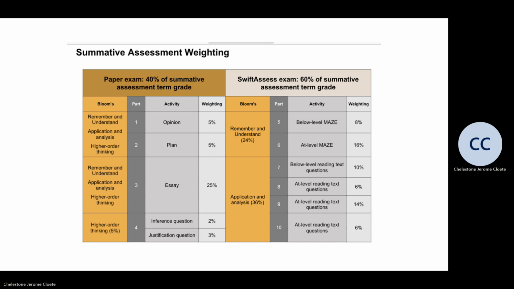All right, the writing part. For your reading and grammar, it would all be adding up to 60%. Part 5 will be a below level maze, which is 8%. Part 6 will be at level maze, which is 16%. Then you have part 7, below level reading text questions, which is 10%. At level reading text questions, which is 6%. At level reading text questions, which is 14%. And then again an at level reading text questions, which is 6%. All right. So those are the weightings of your examination, what you can expect.